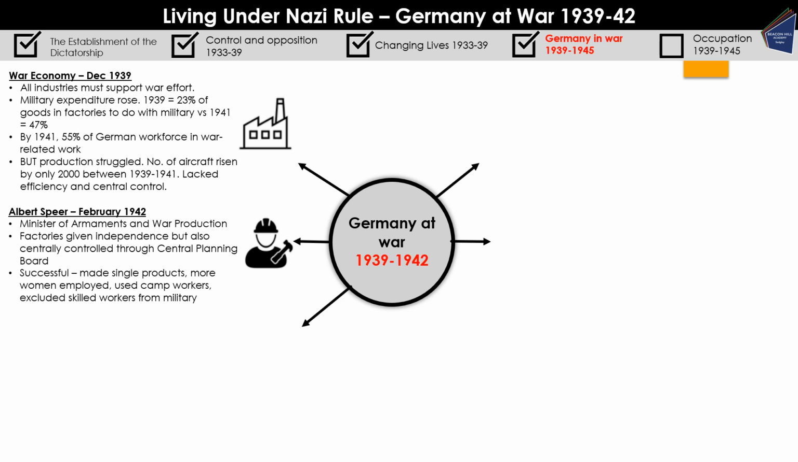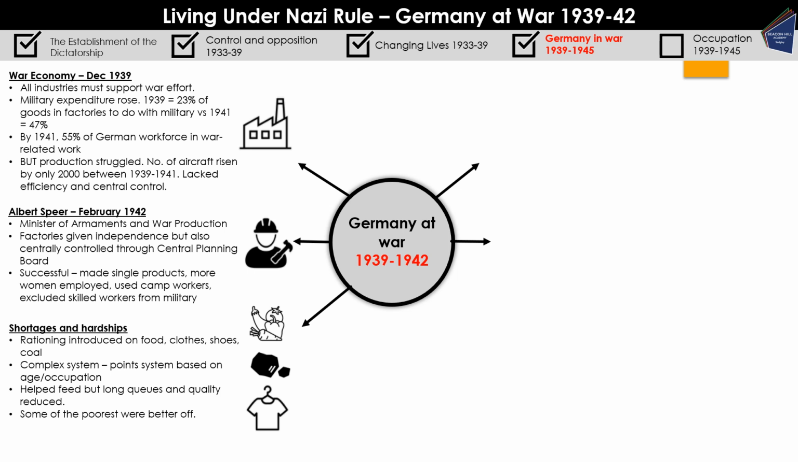More women are employed, despite the fact that Adolf Hitler didn't want this. There is a use of camp labourers, so people who have been locked in concentration camps are now being used as slave labour effectively. So Albert Speer decides to do this, and this benefits the Nazi war machine. And they also excluded skilled workers from the military, so there was a decision made that skilled workers should not go to the front line, that they should stay and make resources for the war effort.